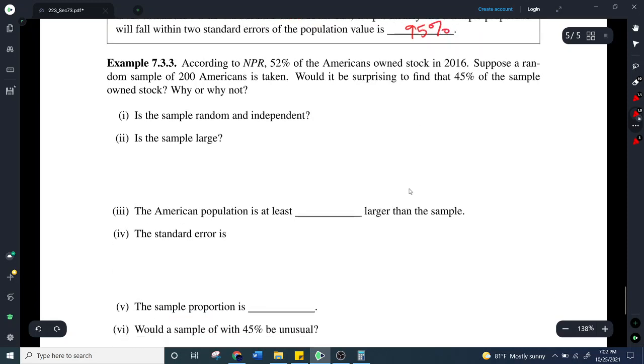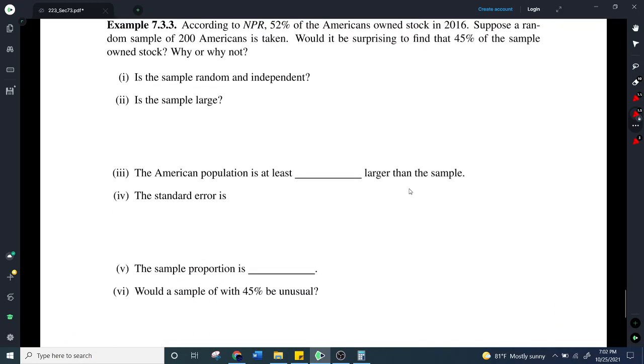So let's do another example. According to NPR, 52% of Americans own stock in 2016.